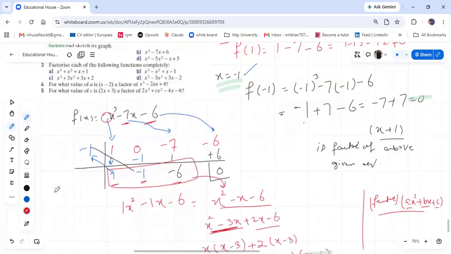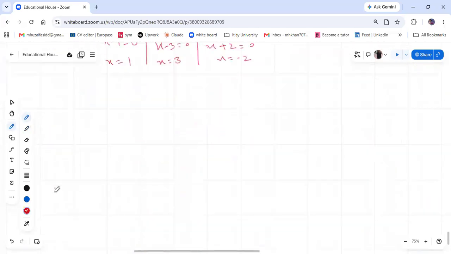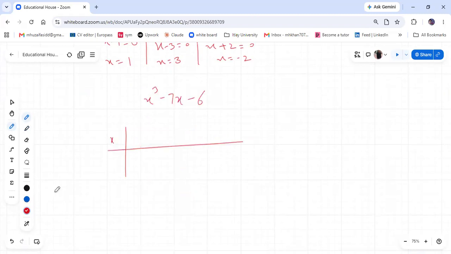As you know, we are making our table. Our equation is x cube minus 7x minus 6. So here this is our x and this is y. When we set x equal to 0, this gives us minus 6. When we set x equal to 1, this is 1 minus 7, so this is minus 6 minus 6, this is minus 12.